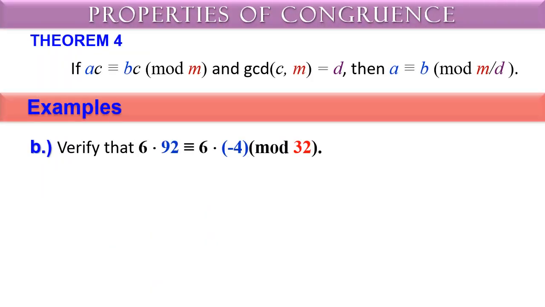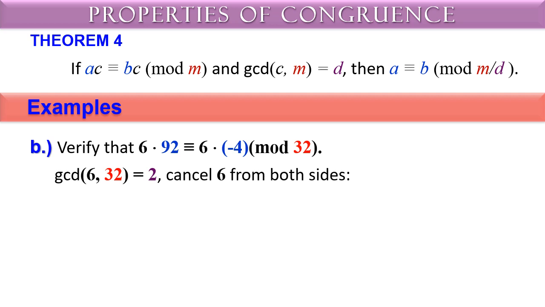Verify that 6 times 92 is congruent to 6 times negative 4 modulo 32. To prove this, we are going to get the GCD of 6 and 32. Hence, the GCD of 6 and 32 is 2. Then, we are going to do the same process as earlier, remove 6 from both sides of our expression.